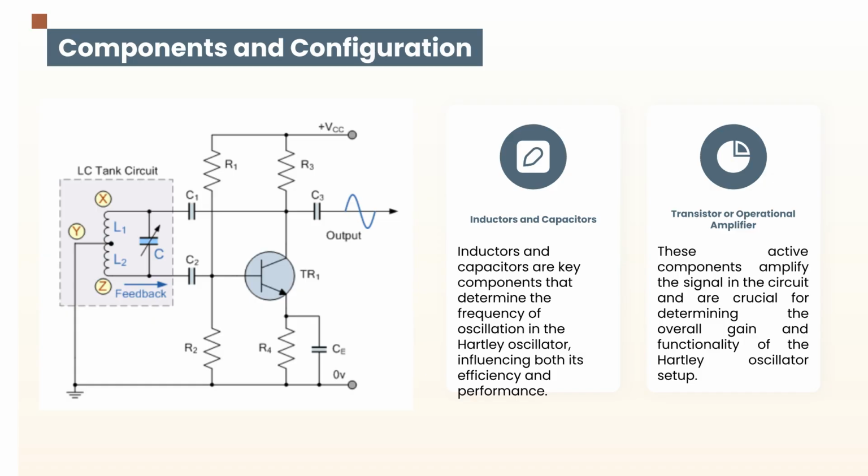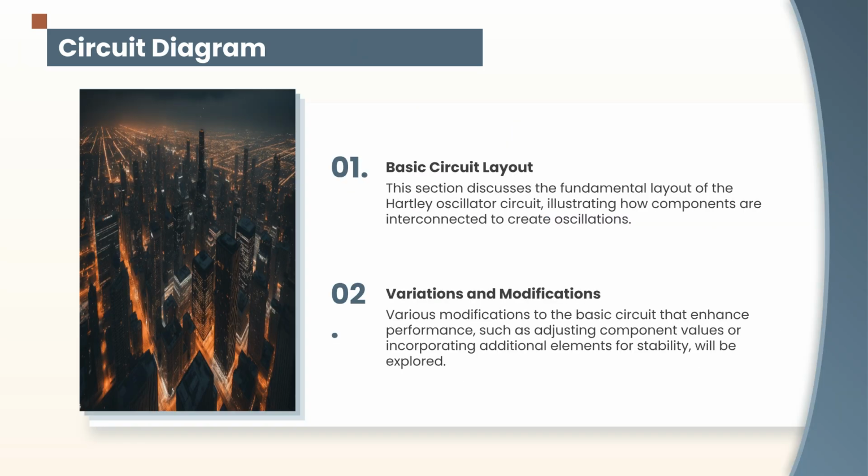Key components include inductors and capacitors, which determine the frequency of oscillation. A transistor or operational amplifier acts as the active component, amplifying the signal and determining the overall gain. The basic circuit layout illustrates how components are interconnected to create oscillations.